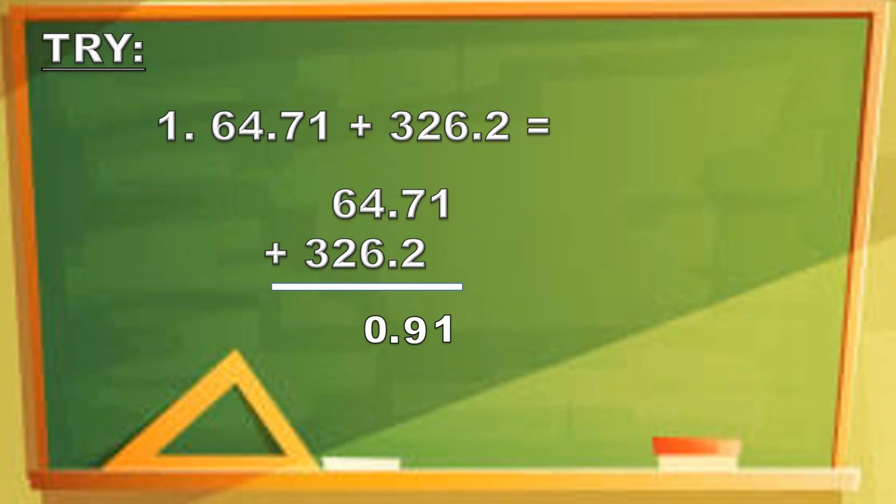4 plus 6 is 10. We regroup 1. 1 plus 6 plus 2 is 9. And then we bring down 3. Did you get the same answer? Okay, very good. So how do we read this? This is 390 and 91 hundredths. Okay, are you ready for number 2?